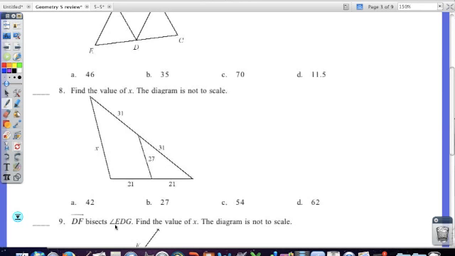Number 8. Find the value of x. The diagram is not to scale. Well, we know that the line in the middle is a mid segment because it's a midpoint of the side that adds up to 62 because each side is 31, and the bottom adds up to 42 and each side is 21. So we know that's a mid segment, which is going to be half of the length of x. So we do 27 times 2, and that would equal 54. So x equals 54, and the answer is C.